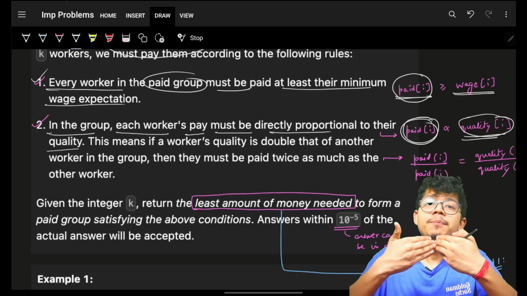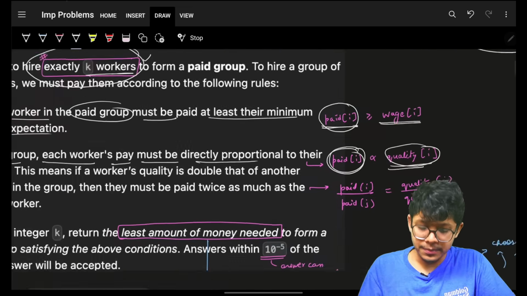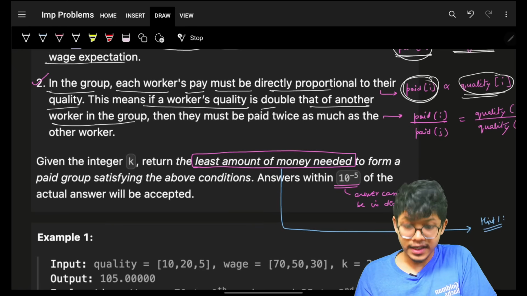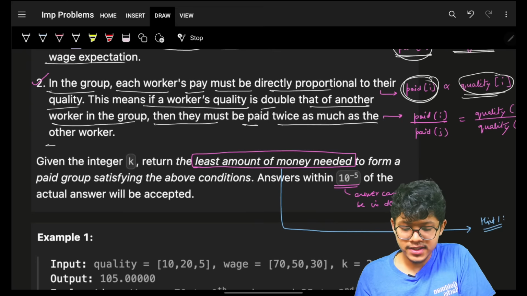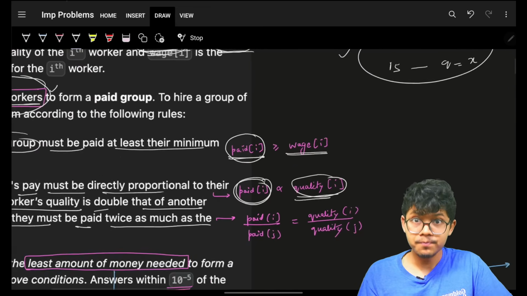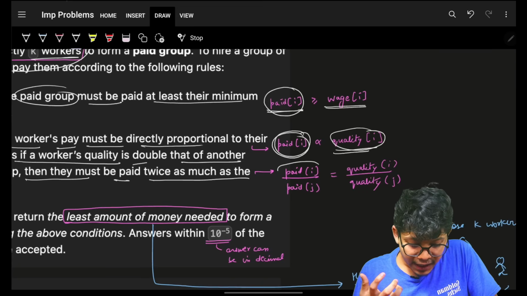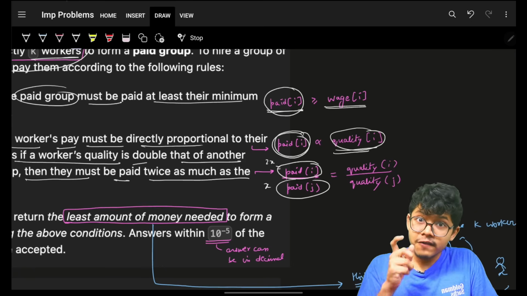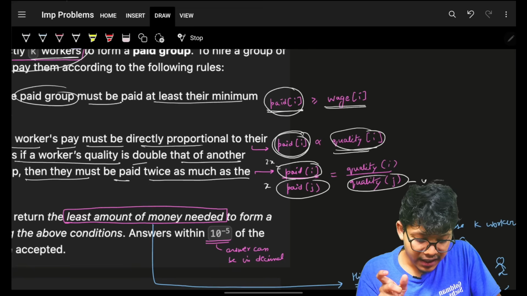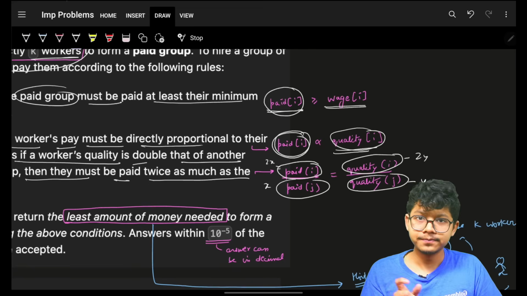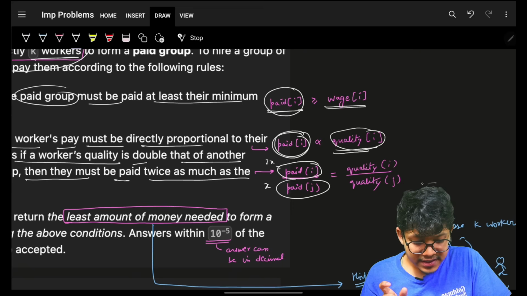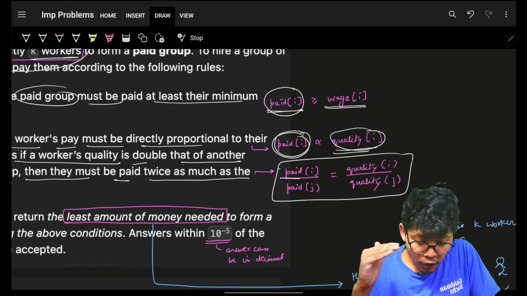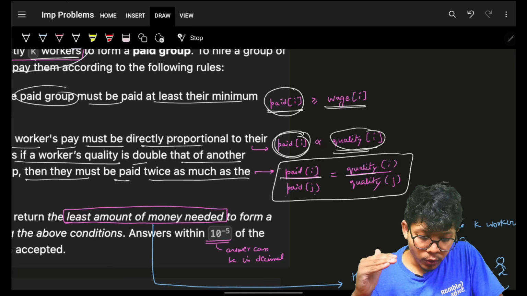And to simplify this expression, they said that if a worker's quality is double that of another worker in the group, then he must be paid twice as much as the other worker. The same way I explained here also. So what we can infer from this is that if I am giving a pay of, let's say, 2x to him and x to him, then his quality is, let's say, Y and the other's quality will be 2Y. So I can represent this entire thing as this equation: pay of I upon pay of J will be equal to quality of I upon quality of J.